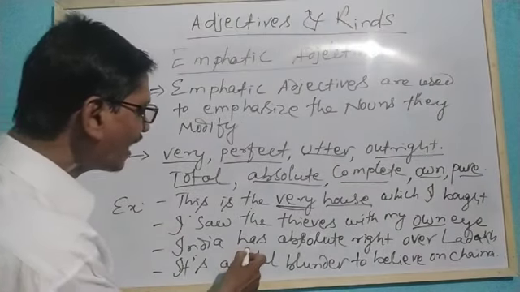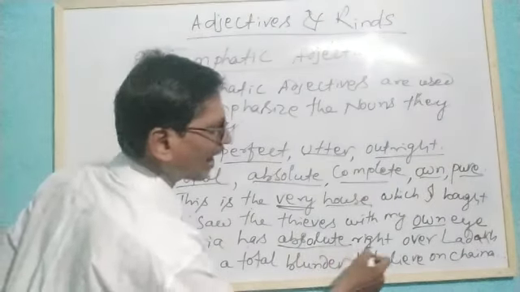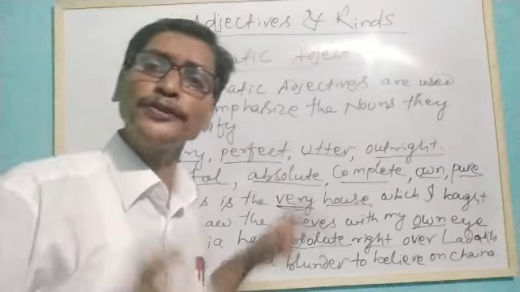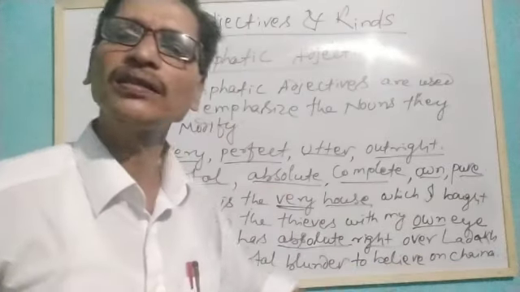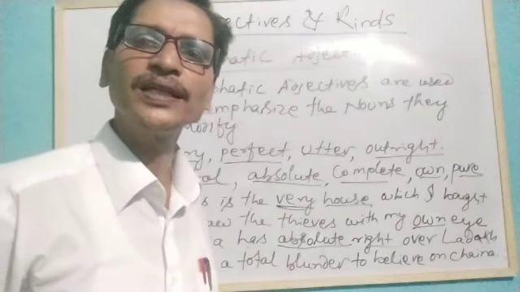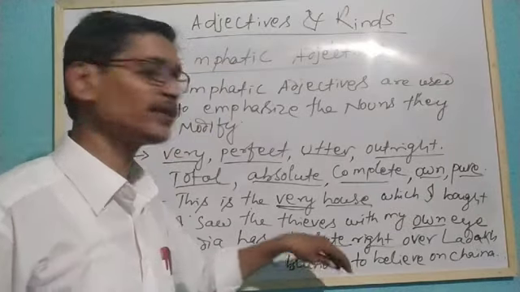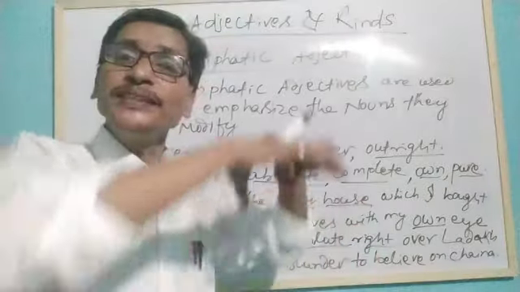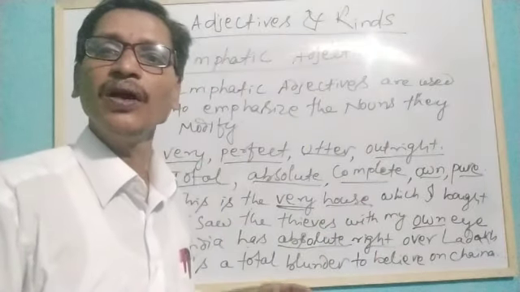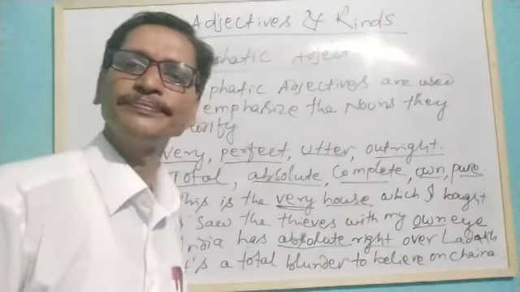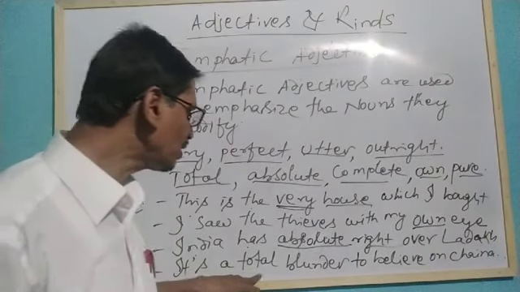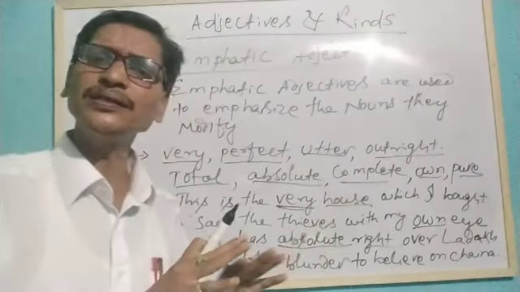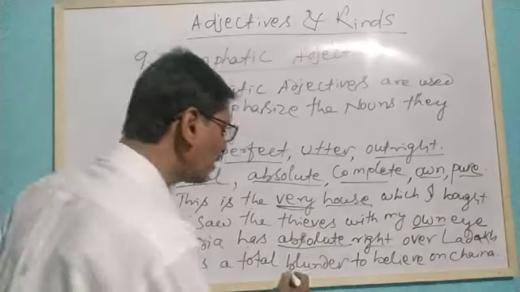India has absolute right. India has absolute right over Ladakh. Those who understand current affairs understand this better. India has complete right; absolute means complete. That means total right over Ladakh. Similarly, it is a total blunder. Here blunder is a noun.